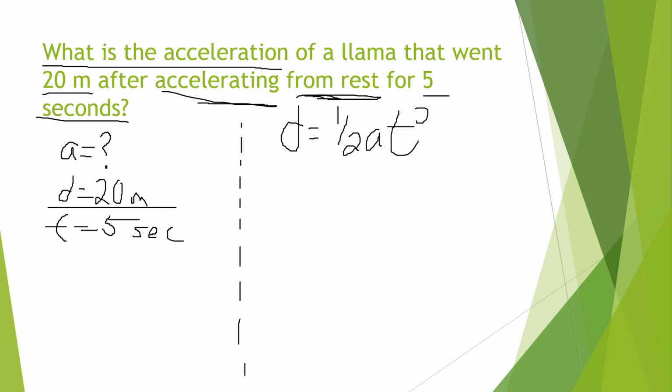at squared. Please do not call this an initial velocity or a final velocity. Meters is a distance. That is a very common mistake. I just want people to be aware of that. So what I'm going to do is plug in. 20 equals 1/2 a 5 squared.